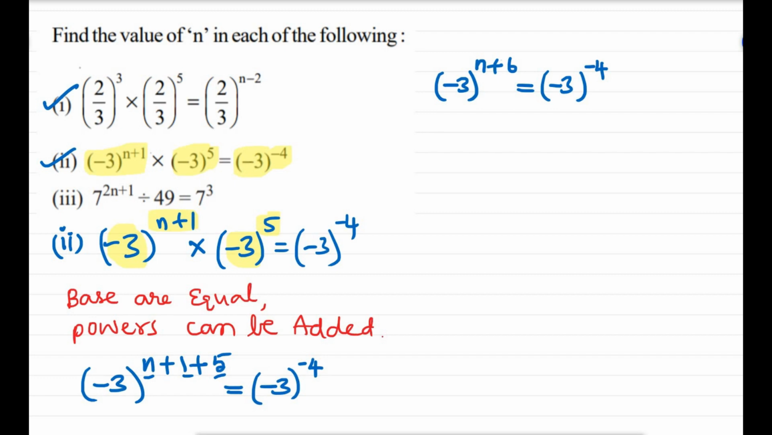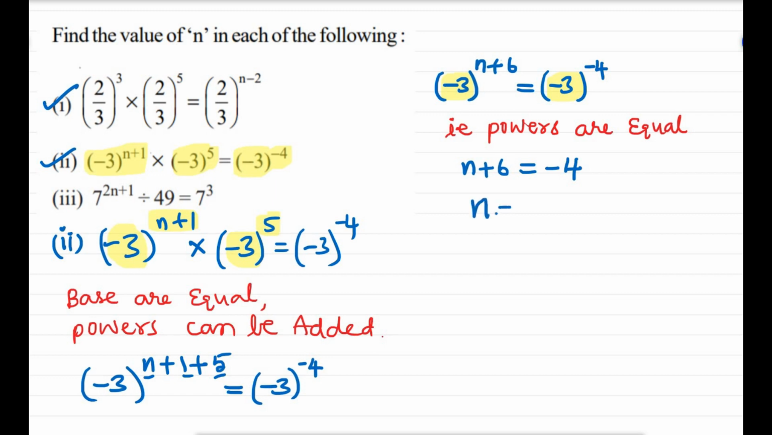Here, if you clearly observe, both sides have the same bases, and both are equal. So the same rule I'm using, that powers, the exponents, are equal. So I can write this as n plus 6 is equal to −4.